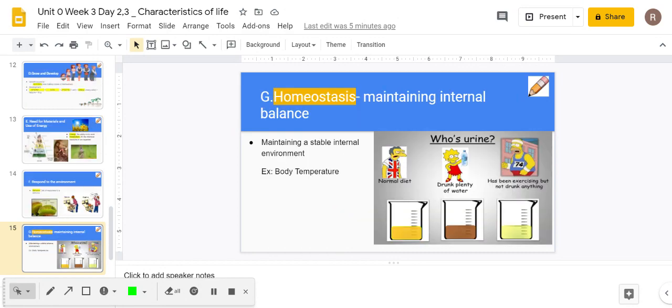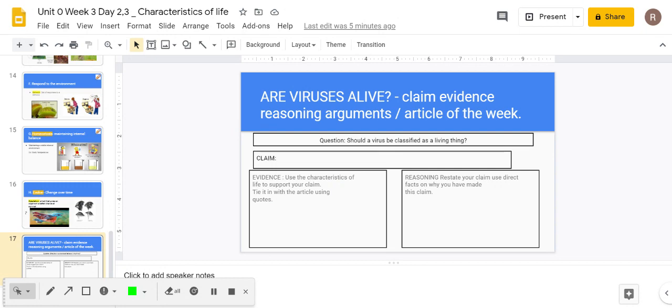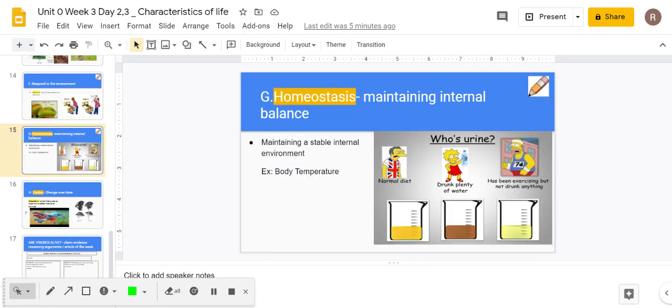Now, we have two more. The next one is called homeostasis, or maintaining a stable internal balance. This could be body temperature. This could be the amount of sugar in your blood. This could be the toxicity levels of your urine.